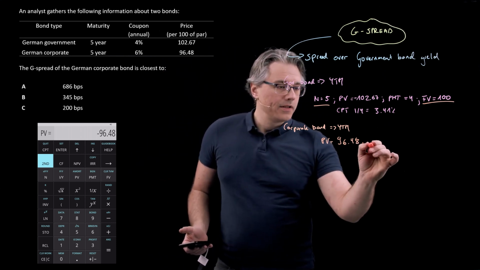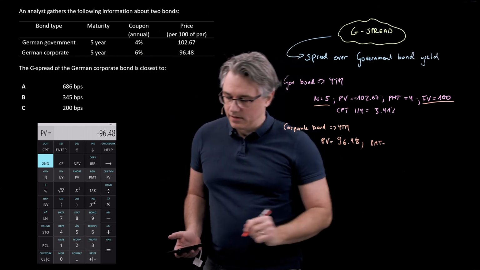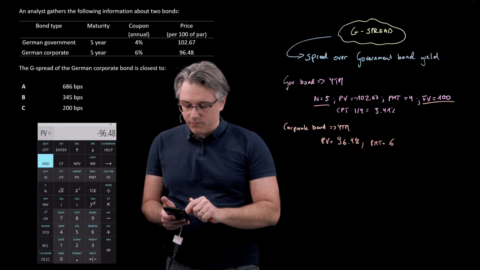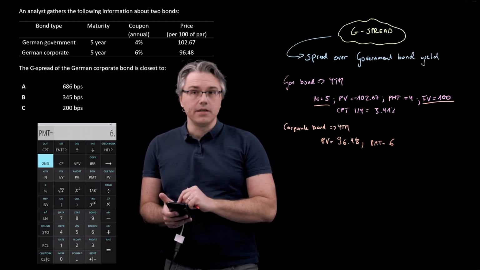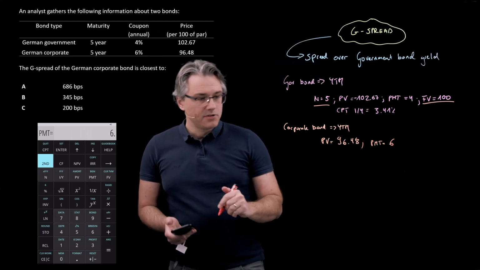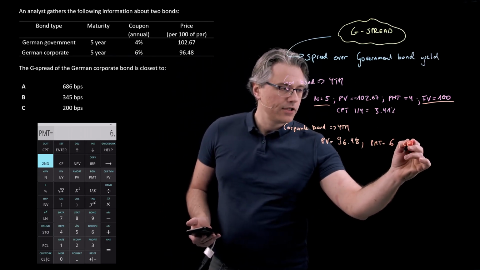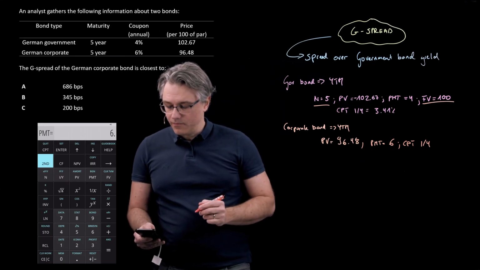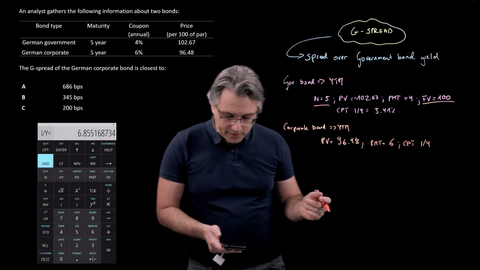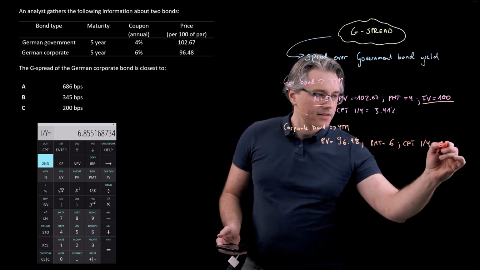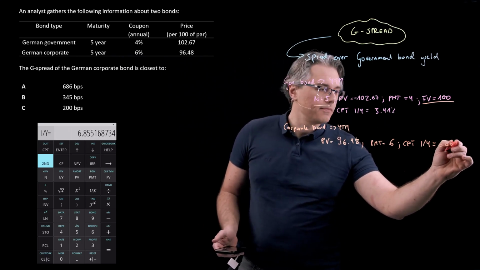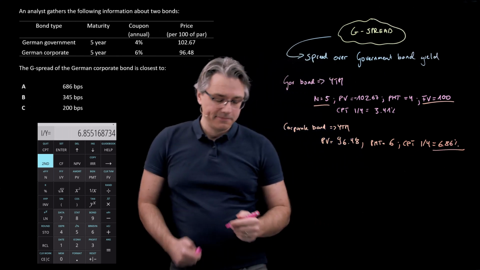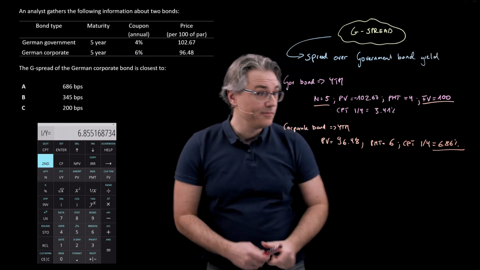Good. The PMT, the size of the coupon, is different. It's 6%. So I'm going to set PMT at 6. So I do this as 6, followed by the PMT key. Everything else is the same, so I can now ask my calculator to do the computation of yield, compute CPT I/Y. And my calculator is telling me it's 6.86%.